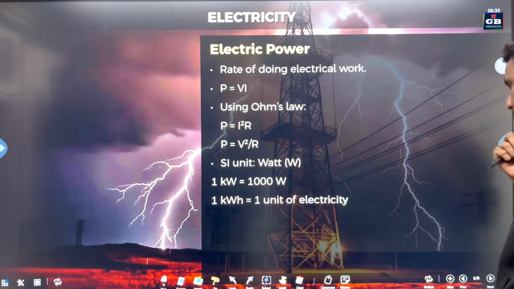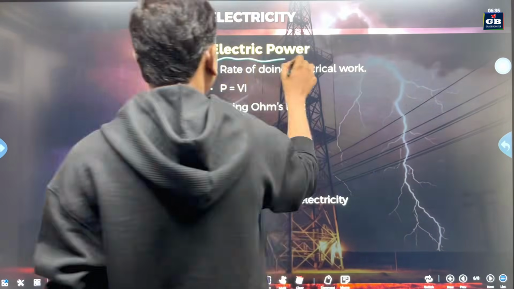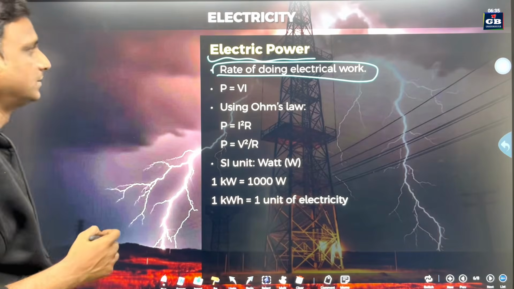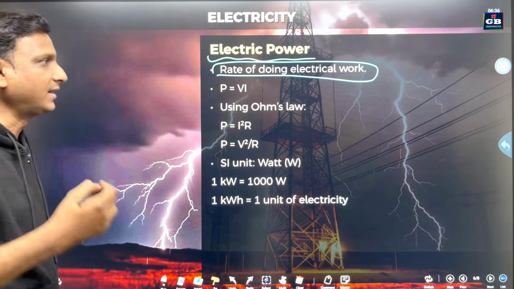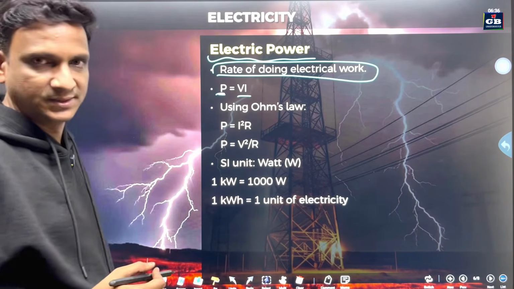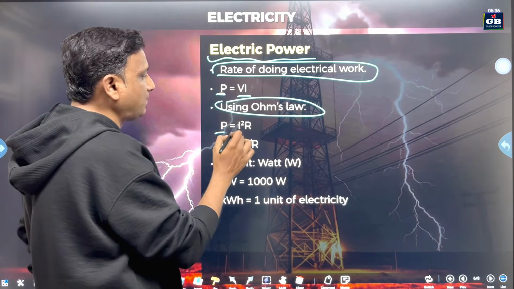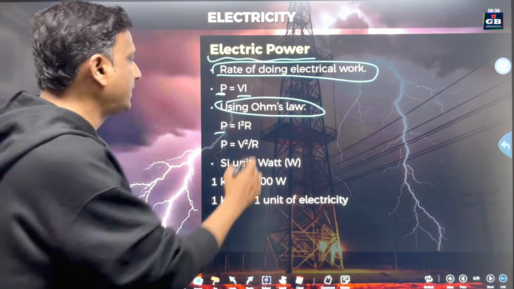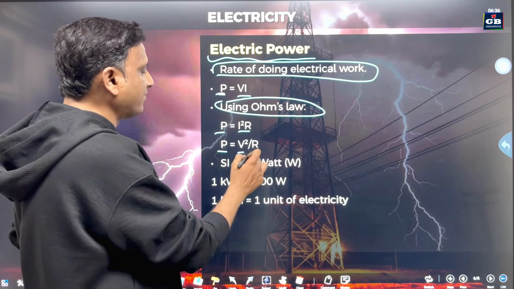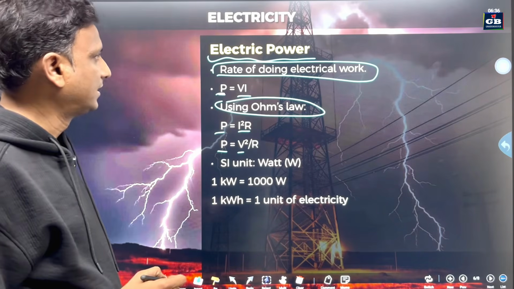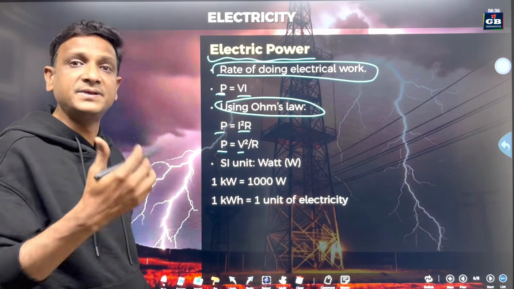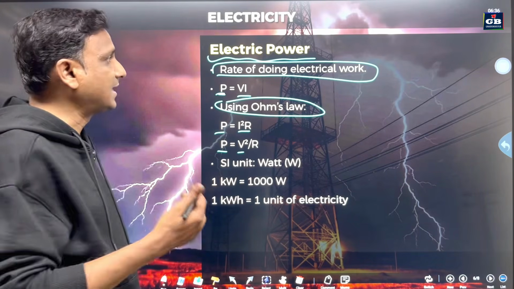Next, electric power. What is this electric power? Rate of doing electric work is electric power, right? Rate of doing electrical work. So it is measured by P is equal to V into I, voltage into current. So by using Ohm's law, we can write P is equal to IR into I, that is current square into resistance. P is equal to voltage square by resistance. Okay. So electric power is rate of doing electric work. At what rate the electric work is being done, if you calculate it, that is electric power.